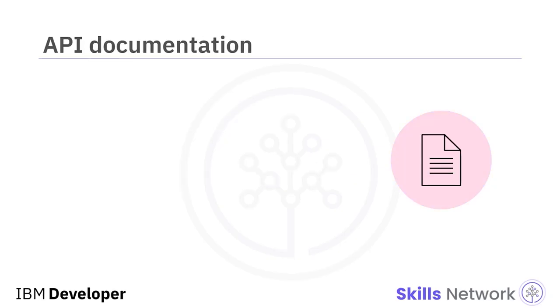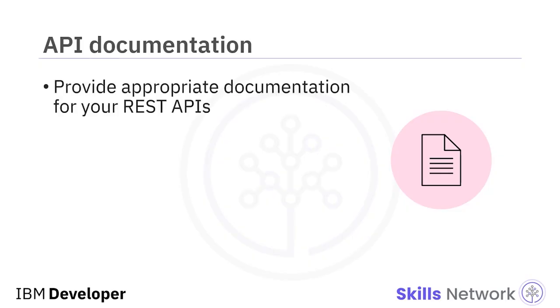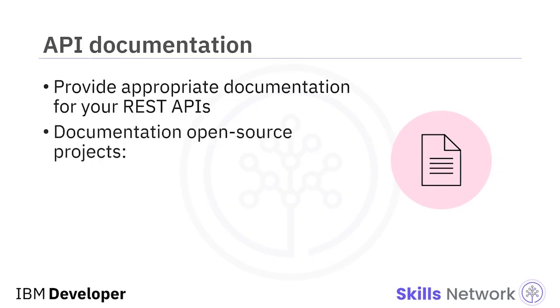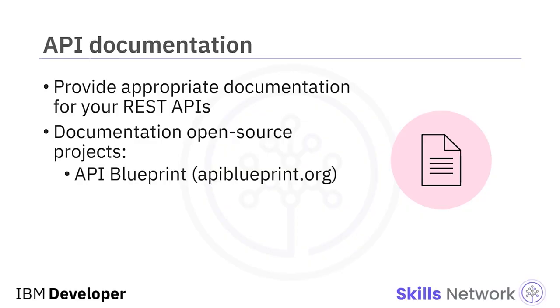The last best API practice we will emphasize here is creating proper API documentation. The whole purpose of an API is so that someone else can use it, so you want to provide appropriate documentation for your Node.js REST API. Two open source projects that you might find useful to create documentation for your APIs are API Blueprint, which can be found at apiblueprint.org, and Swagger, which can be found at swagger.io.